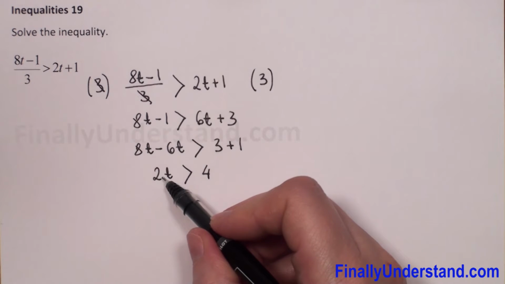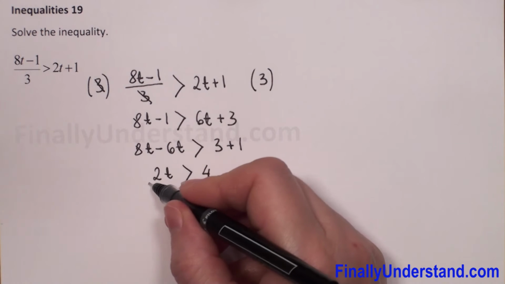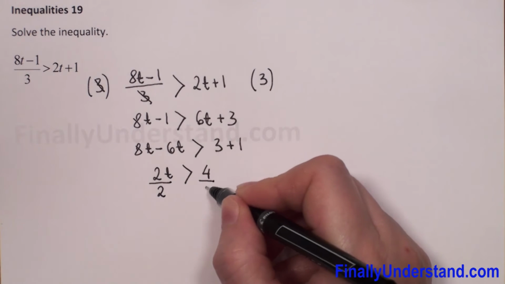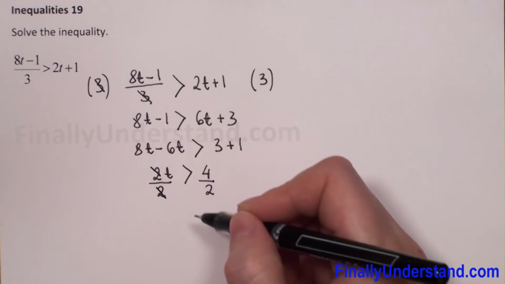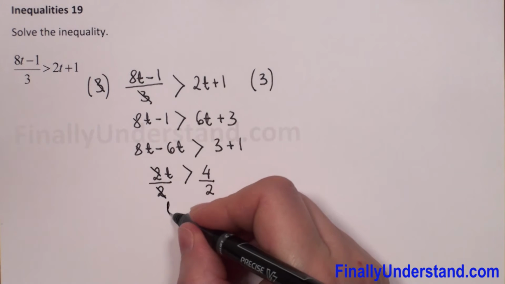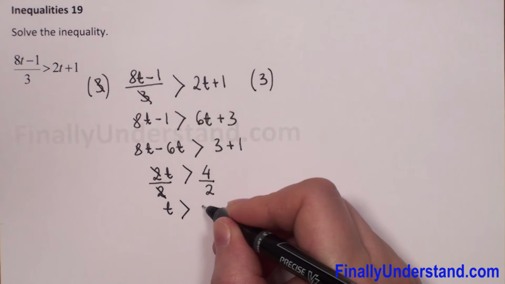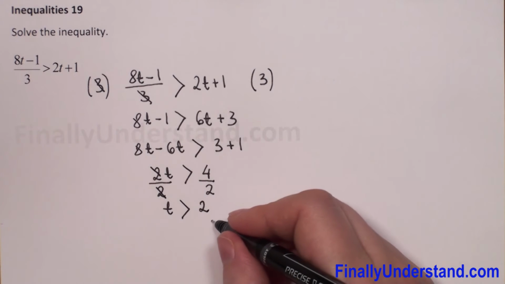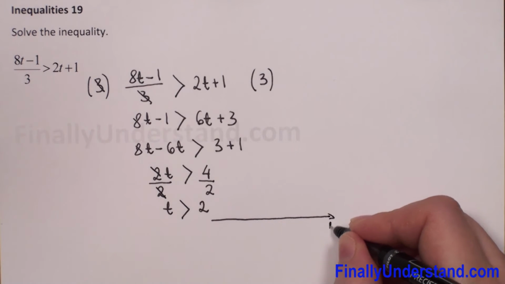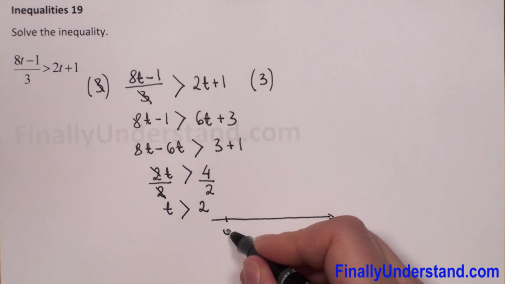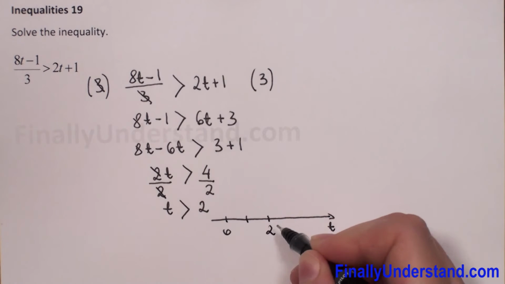Now, because I have multiplication here, I will divide both sides by 2. 2 and 2 will cancel, and we have t is greater than 2. So now I have to draw the number line t. I have 0, 1, 2.